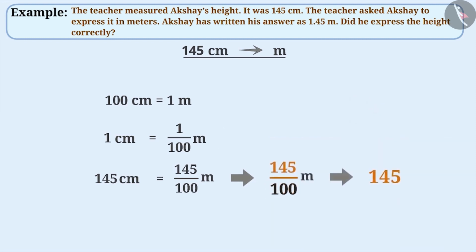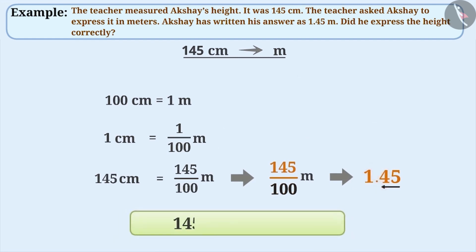If the denominator is 100, then we will leave the first two places from the right and place the decimal point. Thus, 145 centimeter is equal to 1.45 meters. Let us understand this in another way.